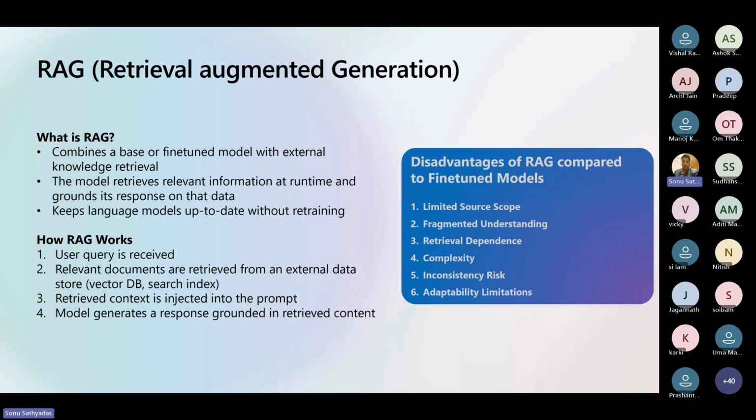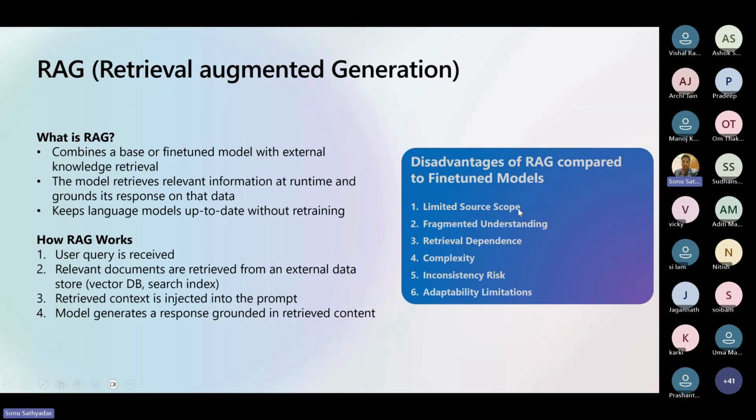So compared to the previous approach, like hard coding the context, this is much easier because it will dynamically search and find the relevant information, and then provide the answers based on that. But there are some disadvantages for this approach also. So what are the disadvantages?